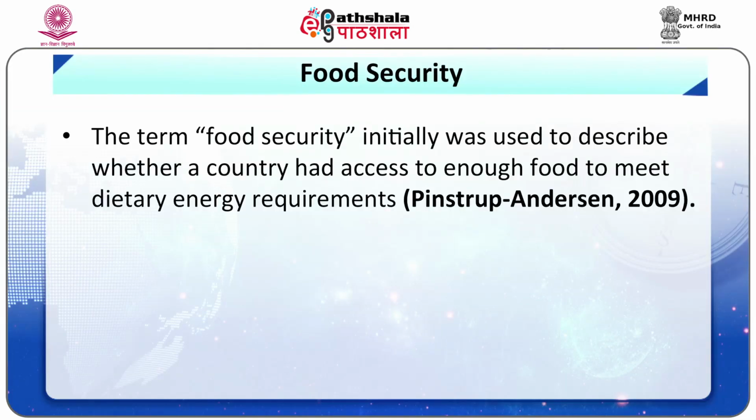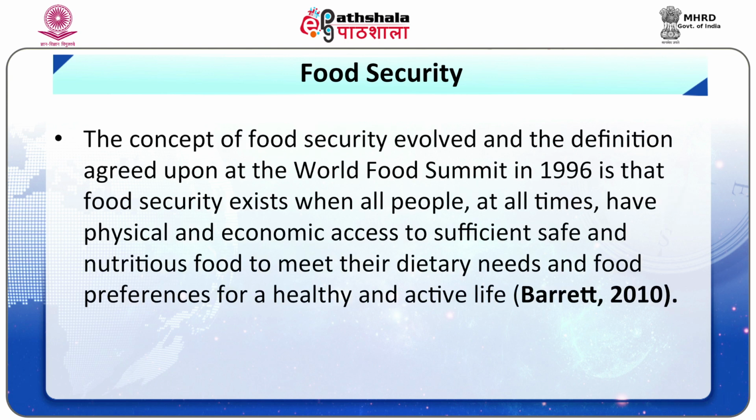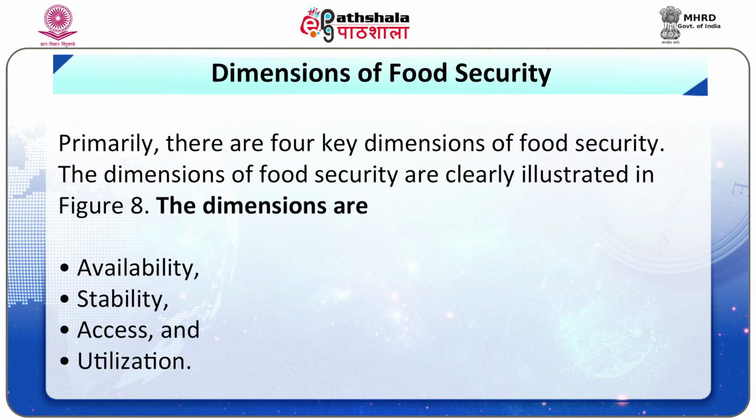The term food security was initially used to describe whether a country had access to enough food to meet dietary energy requirements. The concept of food security evolved, and the definition agreed upon at the World Food Summit in 1996 is that food security exists when all people at all times have physical and economic access to sufficient, safe and nutritious food to meet their dietary needs and food preferences for a healthy and active life. Primarily, there are four key dimensions of food security. The dimensions are availability, stability, access, and utilization.